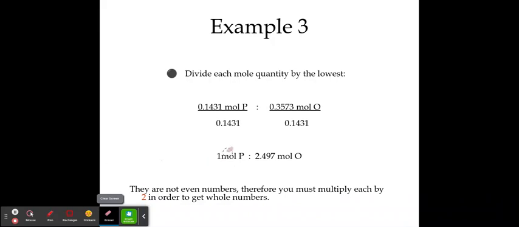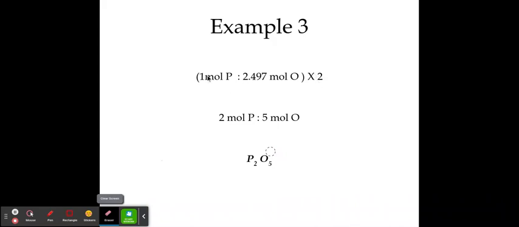So in this case, we have 1 mole P, but we have 2.5 mole O. We've seen this one before. Okay, so we can multiply both of these by a 2, which makes it 2 and 5. Okay, so now we have 1 and 2.5 times 2, so we get 2 and 5. So our formula is going to be P2O5, for our empirical formula, or least reduced formula. You can't say 1, 2.5, because remember, you can't have a fraction or a decimal for an atom. You can't have an atom cut in half.